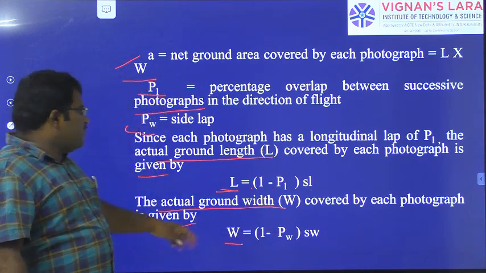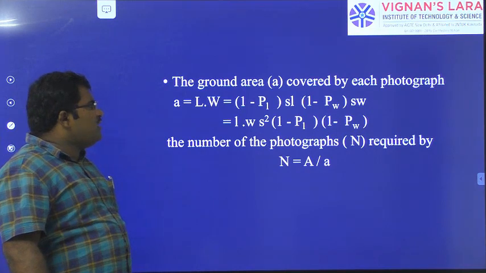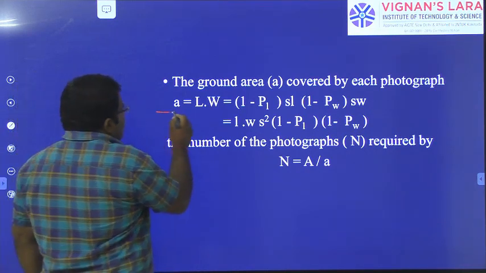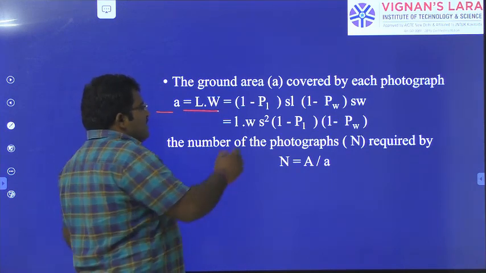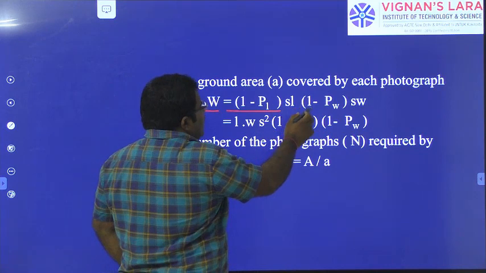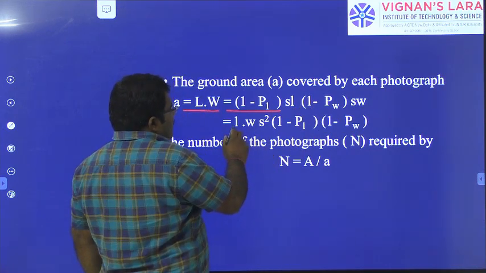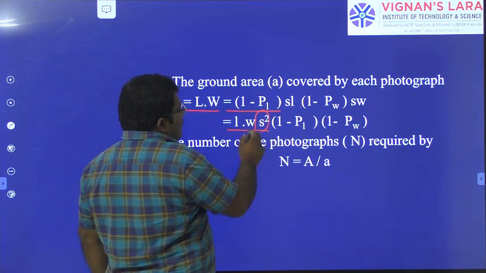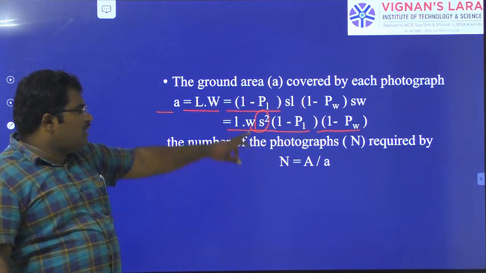Now we can substitute in the equation. The ground area A covered by each photograph will be given as small a equals L into W. So you substitute L and W from the previous equations, so that will be (1 minus PL) into S into L, into (1 minus PW) into S into W. Now we can take common L and W, S square will be there, (1 minus PL) into (1 minus PW).